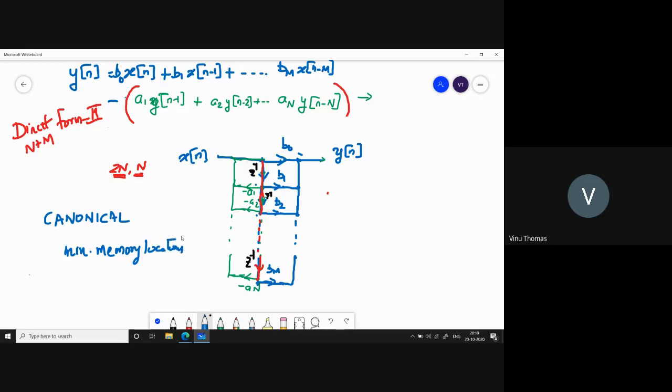So is direct form 1 a canonical structure? Let me ask that question to Roshan. Roshan, is direct form 1 canonical? No, sir. Okay. What about direct form 2? Yes, it is canonical, because it requires only the minimum number of memory locations.